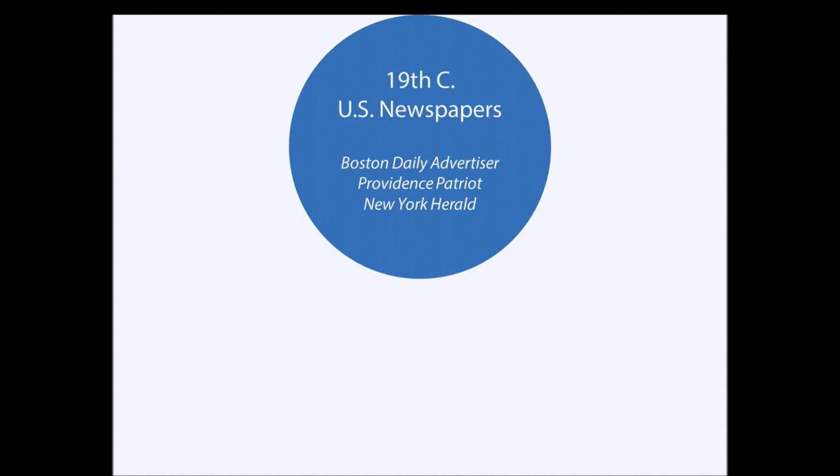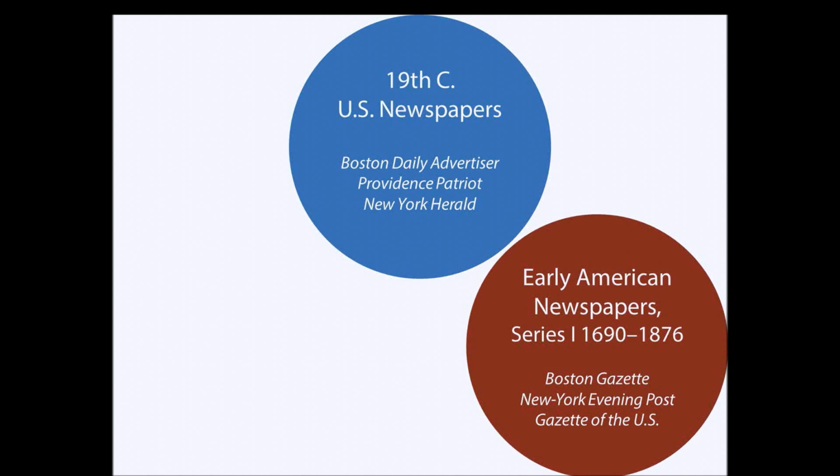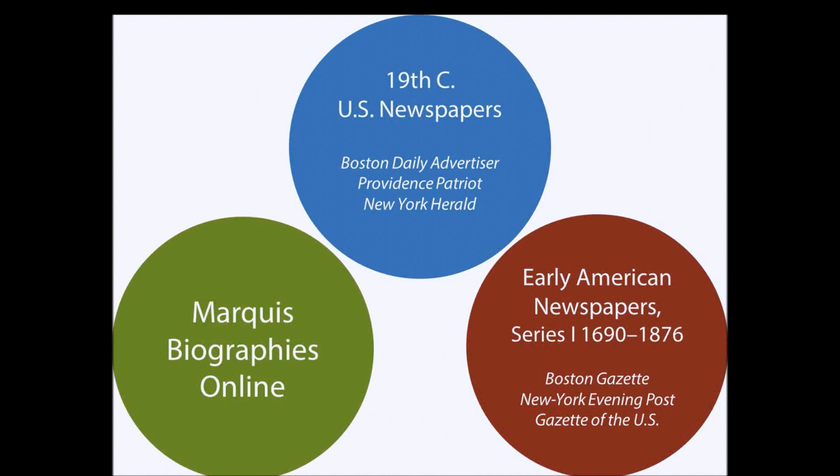So included in these databases is 19th century U.S. newspapers, and that includes newspapers, mostly ones that are currently defunct, like the Boston Daily Advertiser and the Providence Patriot. Might still be published. Anyway, we also have early American newspapers, and this includes papers like the Boston Gazette, the New York Evening Post, and those go back further. Some of the papers go back as far as 1690. We also subscribe to Marquis Biographies Online, and they're the publishers of the popular Who's Who collections.